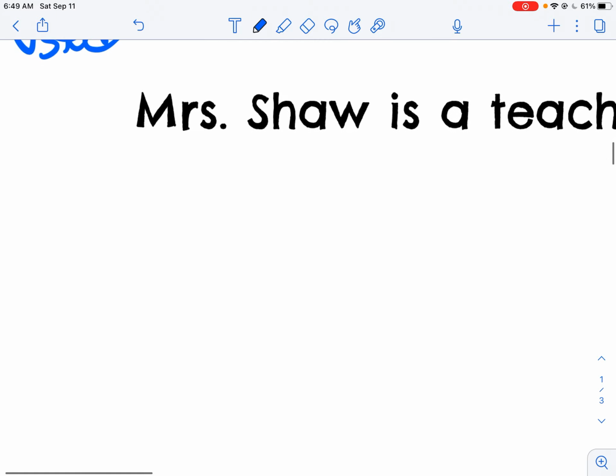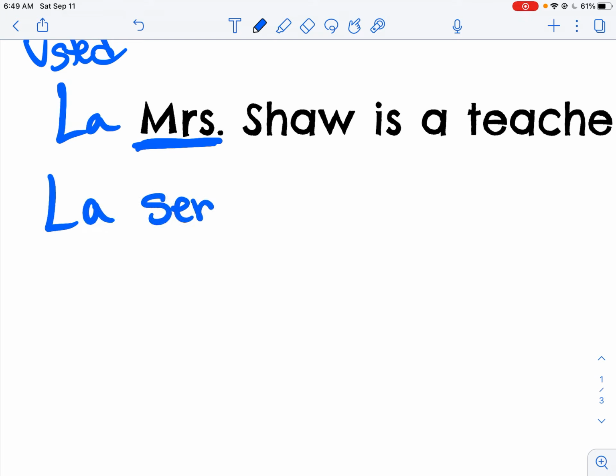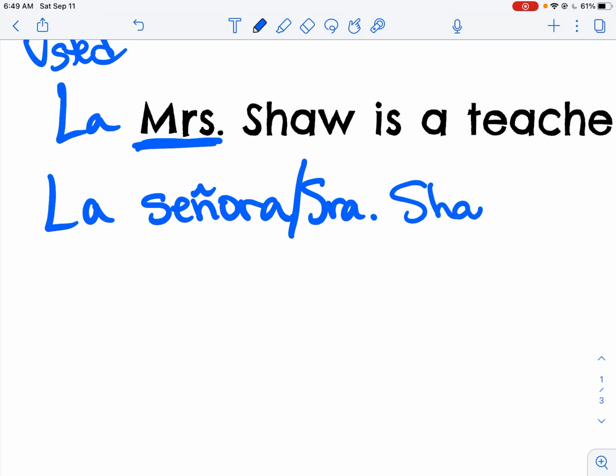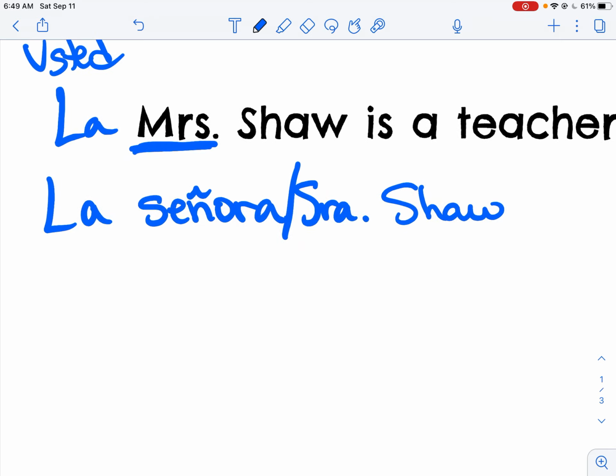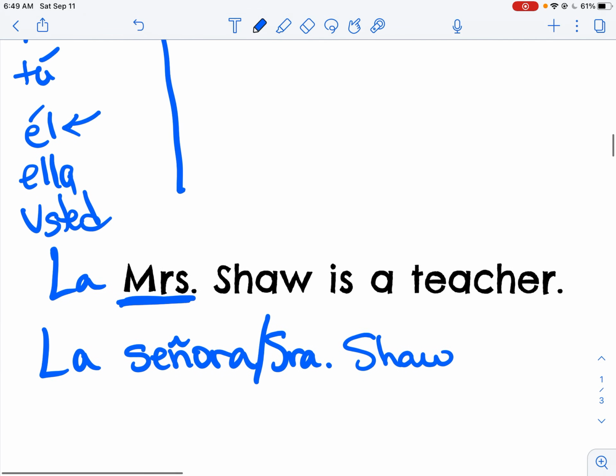Okay, let's come down here. Mrs. Shaw. Anytime you use Mrs., because you're talking about the person, you're going to put la because she's a female. So you're going to put la señora, or you could have put capitalized Señora Shaw, and Shaw is capitalized because last names are capitalized.